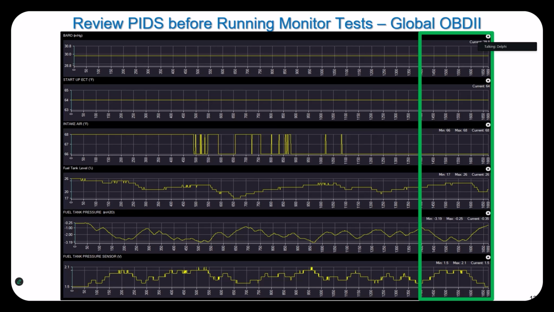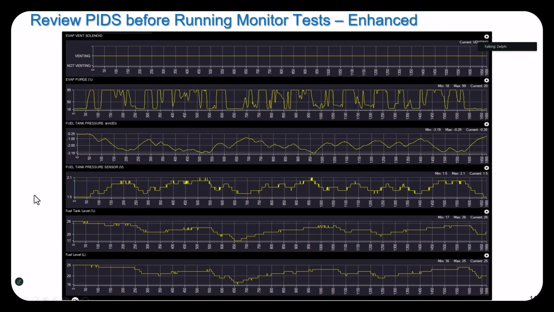So over on the right hand side, we can see we got 29.8, 64, 68. We got a cold startup at sea level, and we got fuel level that's borderline but should be okay. We've got tank pressure that's very close to atmospheric, and we got a voltage on this GM that happens to be right around 1.5 volts. That's atmospheric pressure. So real quick, global OE, you might have to go both ways. The opportunity to look at that is there.